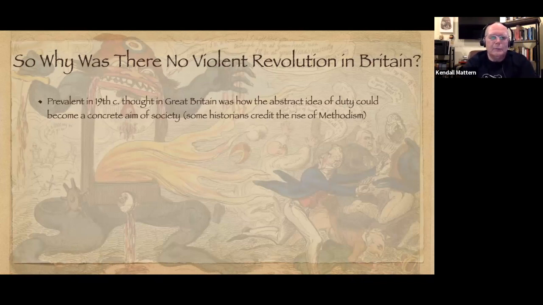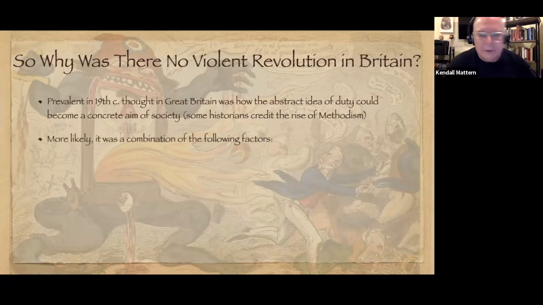Some historians believe that the rise of Methodism, which was taking place at this time quite successfully, and was never threatening the Anglican Church, but was becoming popular to a small vocal intellectual group within Great Britain, had something to do with this, because Methodism does talk about the duty to society. More likely, it was a combination of the following factors.